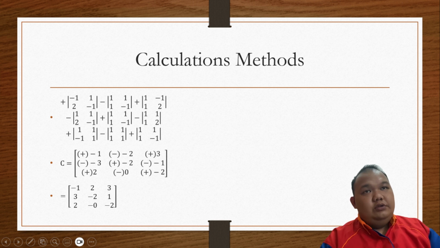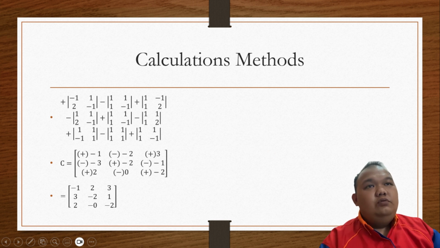Alright. So to find the cofactor, we must use the same way as we used to find the determinant. But this one, we must use the formula also, like plus minus plus, negative plus negative. Alright, so for the cofactor, open bracket, plus times negative 1 equals negative 1. Negative times negative 2 becomes 2. Positive times 3 equals 3. Negative times negative 3 equals 3.